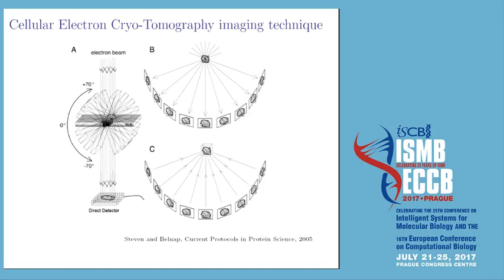Basically, for such an imaging technique, the cell sample is first quickly frozen and put into a transmission electron microscope. Then we have the electron beam pass through this cell sample to obtain a projection image of it. And then we can rotate this cell sample to obtain a series of projection images. These projection images can then be used to reconstruct a 3D image of the subcellular structure at submolecular resolution and at close to native state.